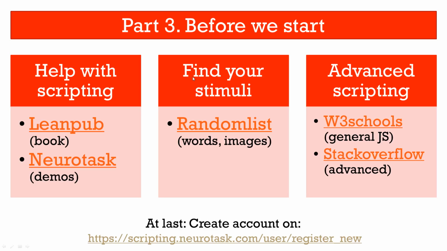I think it's also useful to show you guys where you can find your stimuli, and I've just added one of the numerous websites where you can get a nice list of words or images, which is called random list. So for instance, if you want to have 10 pictures of animals in your experiment, you just go to this website, then you type in the category animals, that you want 10 images, and then random list will produce 10 random images of animals for you.